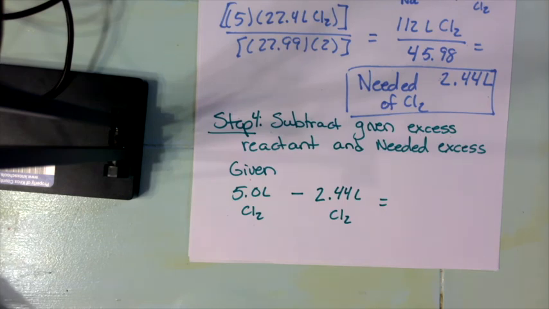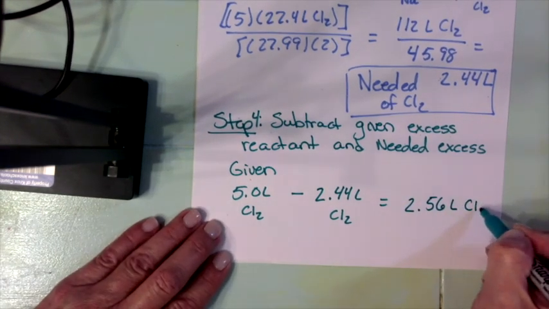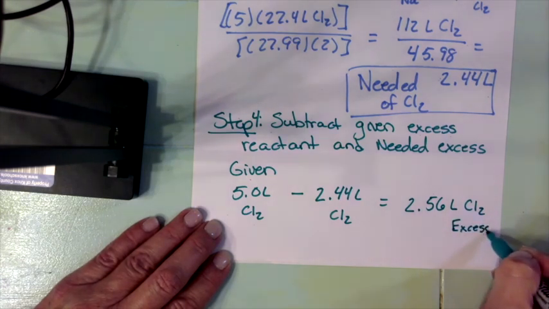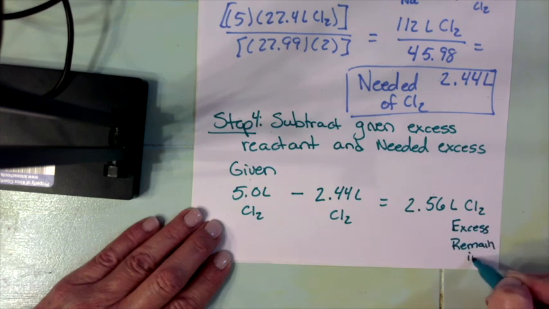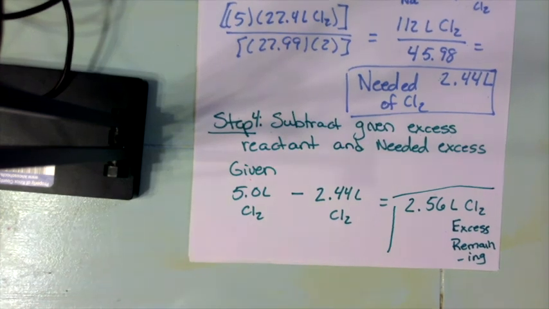So 5 minus 2.44 would give us 2.56 liters of Cl2 excess. So this is excess remaining. This is how much we did not need to use that was still there after the reaction took place.